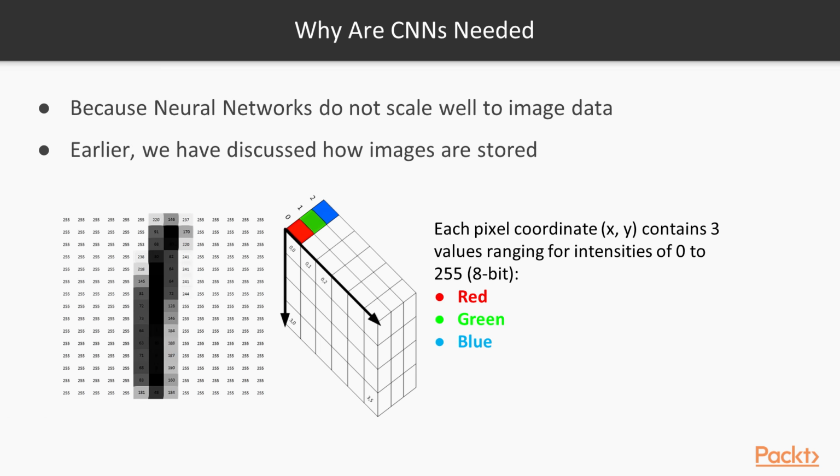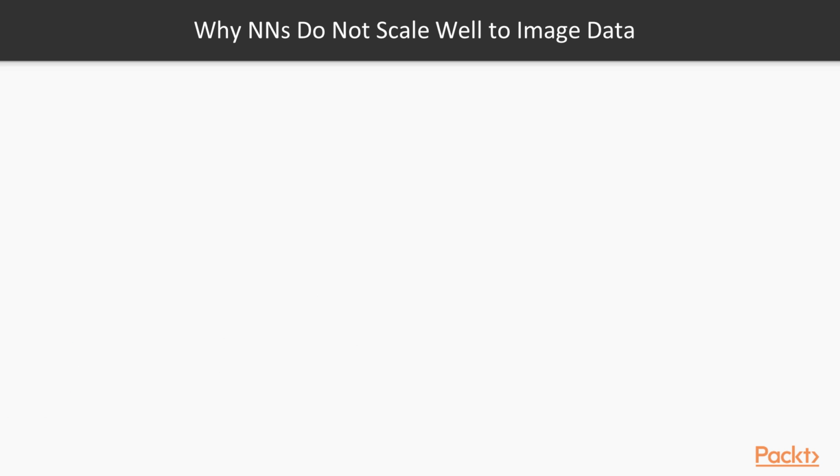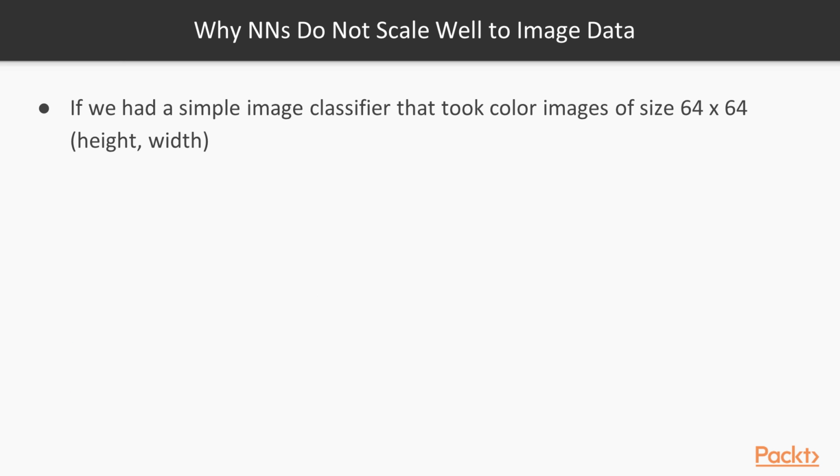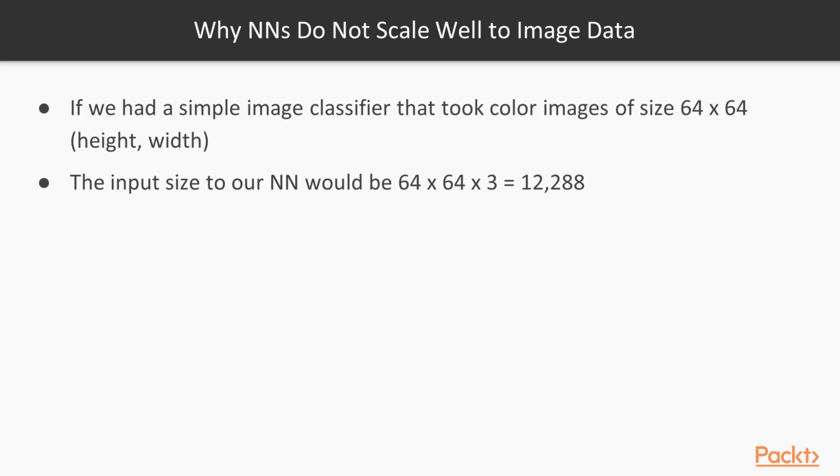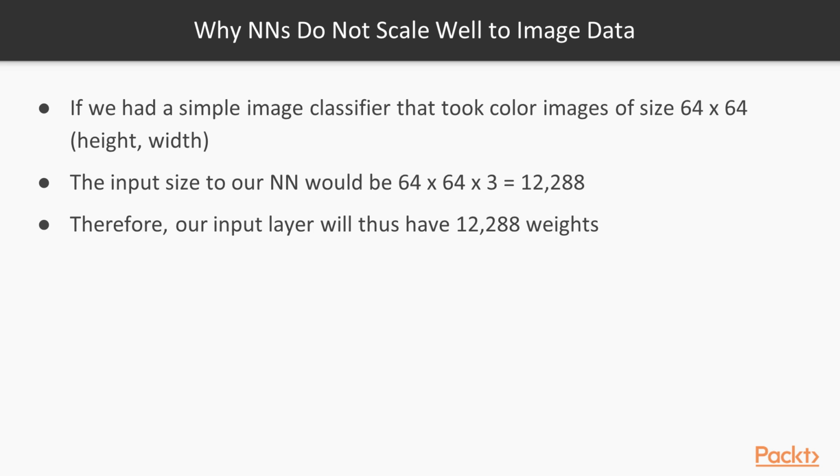It's because neural networks don't scale well to image data. Remember how our images are stored in arrays? We have three-dimensional arrays for color images and two-dimensional arrays for grayscale images. Now imagine we had a simple image classifier that takes a color image with input 64 by 64. The input size to our neural network is going to be 64 by 64 by 3. That's how many different input values we have.